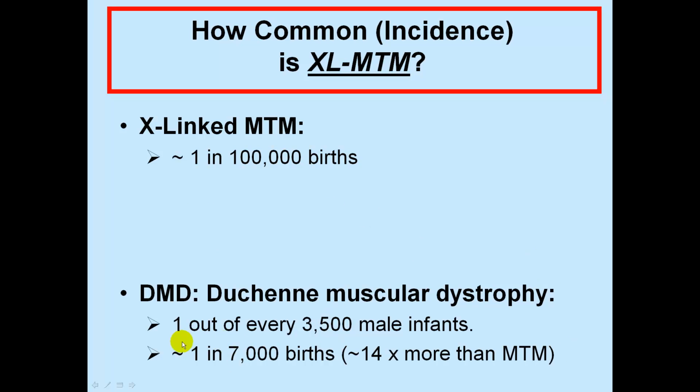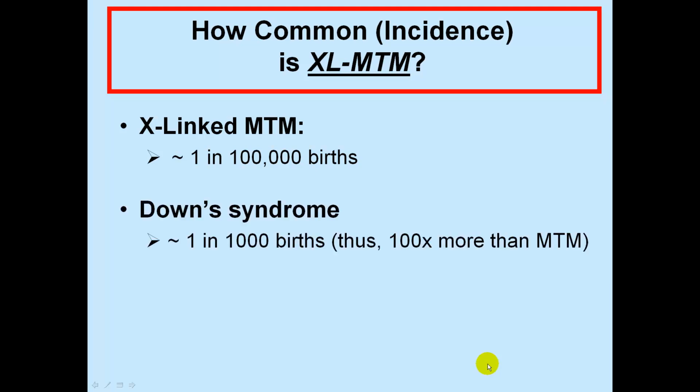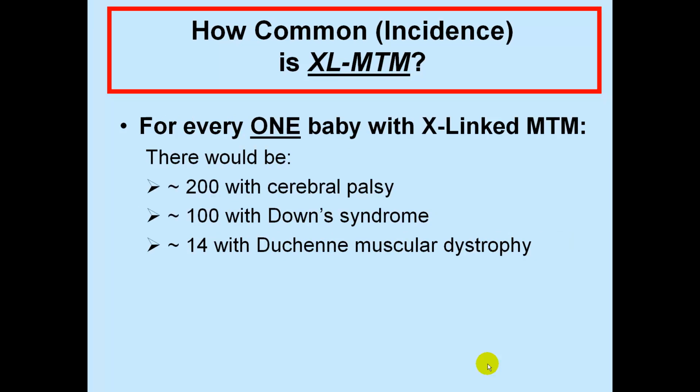Duchenne's muscular dystrophy happens about 1 case out of every 3,500 male infants. So that would be 1 case out of every about 7,000 births total, if you were to include, again, boys and girls. So again, Duchenne's muscular dystrophy would be about 14 times more common than X-linked MTM. Down syndrome happens about 1 out of every 1,000 births, which, again, would be about 100 times more common than MTM.